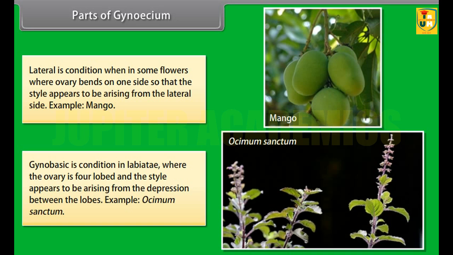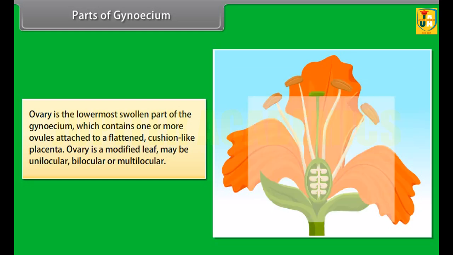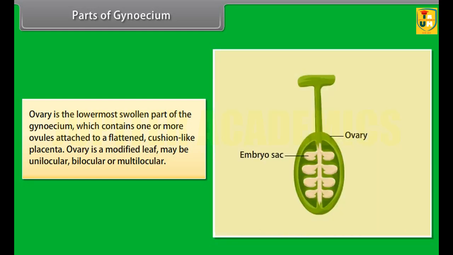Example, Ocimum sanctum. Ovary is the lowermost swollen part of the gynoecium, which contains one or more ovules attached to a flattened, cushion-like placenta. Ovary is a modified leaf, may be unilocular, bilocular, or multilocular. Types of gynoecium.